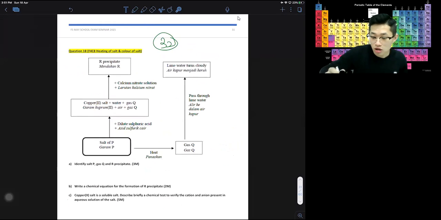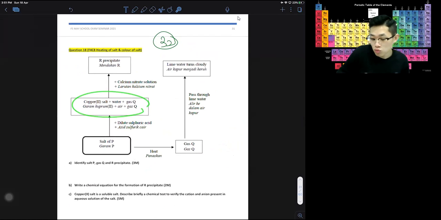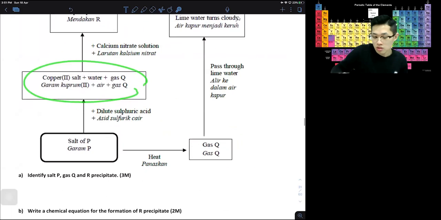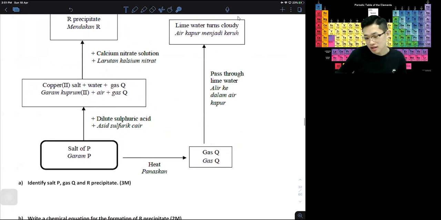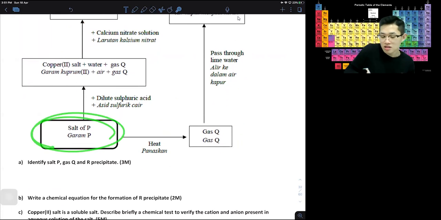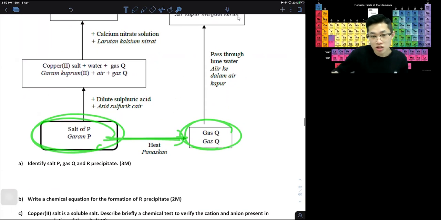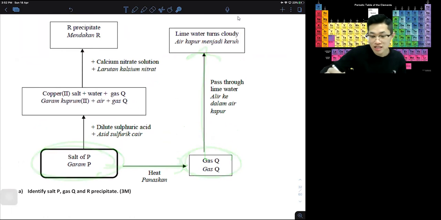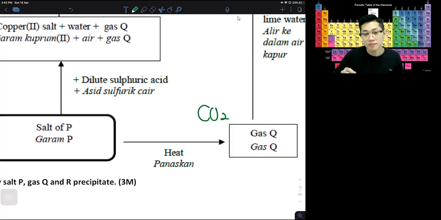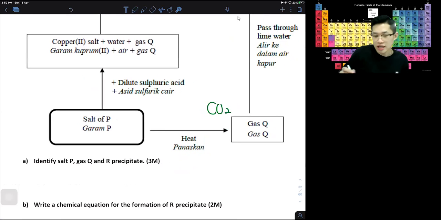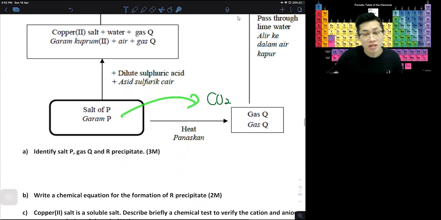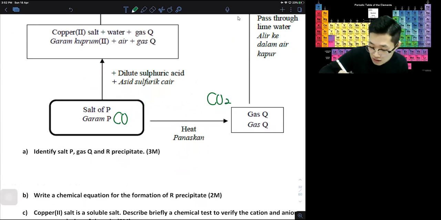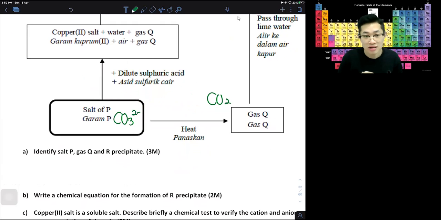Okay, copper 2 salt plus water and gas Q. When we add dilute sulfuric acid, what are they doing? Okay, we look at this one first. Salt P, when it is being heated, produces a gas Q. Gas Q turns lime water cloudy. So obviously the gas is CO2. So the salt that can produce CO2 must be CO3 2 minus, correct?